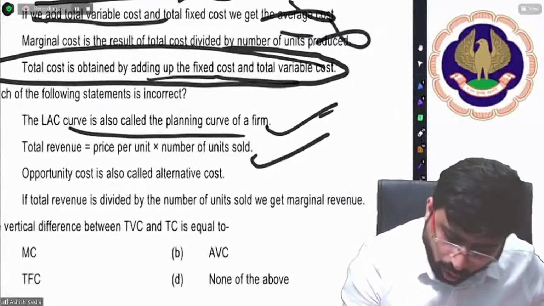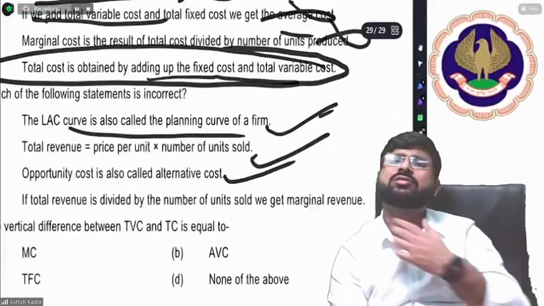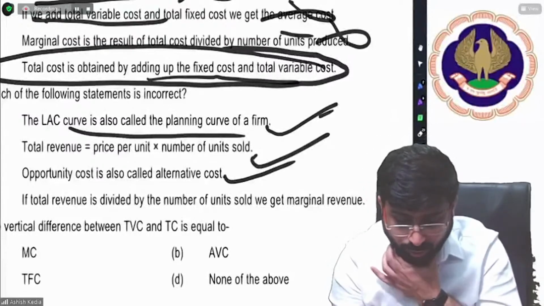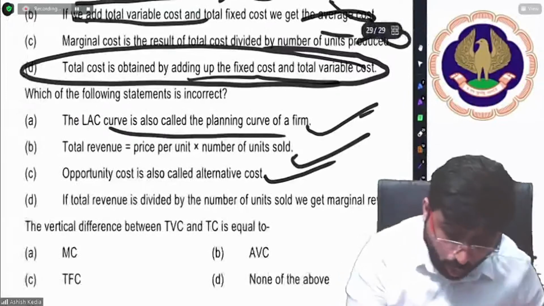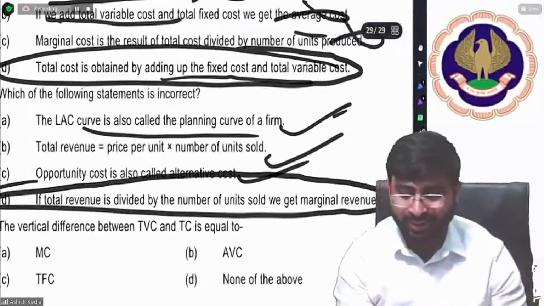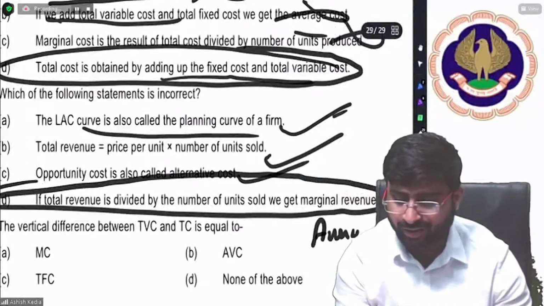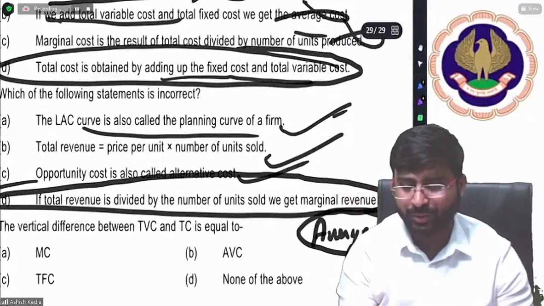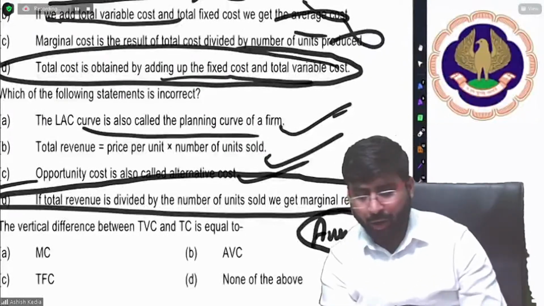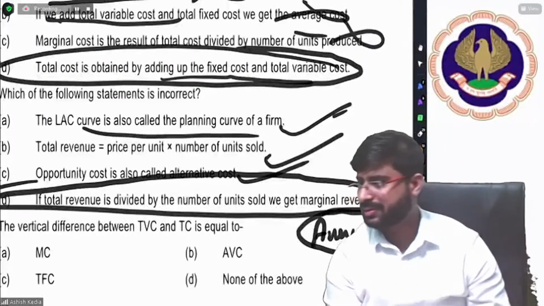Opportunity cost is also called alternative cost. Yes. If total revenue is divided by number of units, we get marginal revenue. No, we get average revenue. We don't get marginal revenue. We get average revenue. So the answer would be average revenue. How come you are writing marginal revenue?